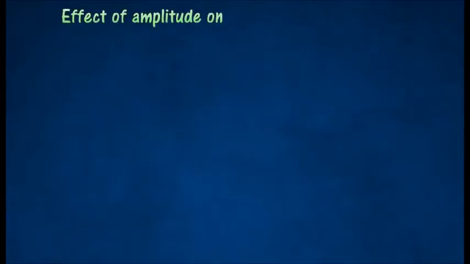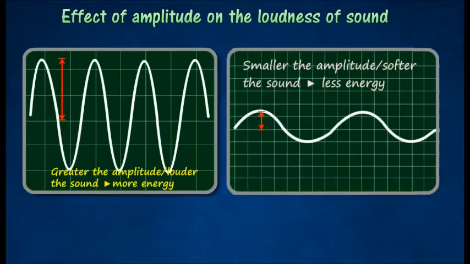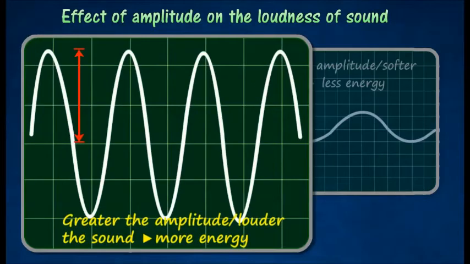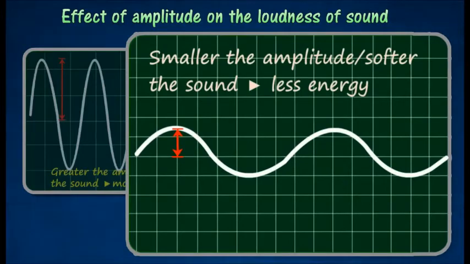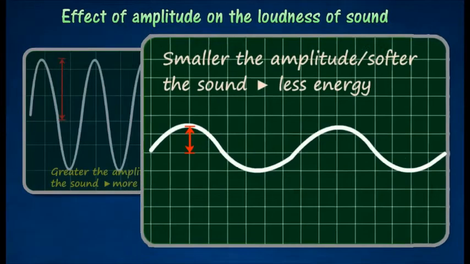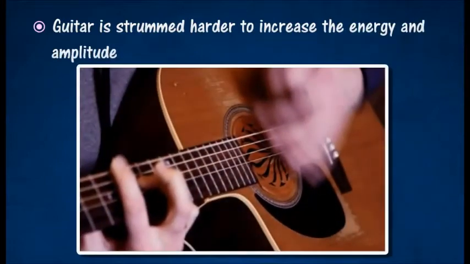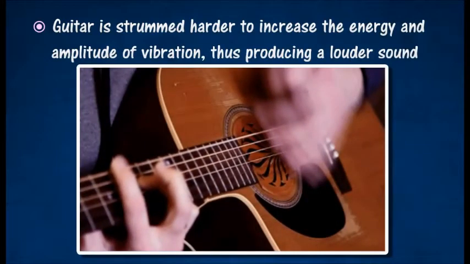The following waveforms displayed on the CRO screen show the effect of amplitude on the loudness of sound. The bigger its amplitude, the louder the sound is. The sound becomes softer when the amplitude is smaller. For example, a person strums a guitar harder to increase the energy and amplitude of vibration, thus producing a louder sound.